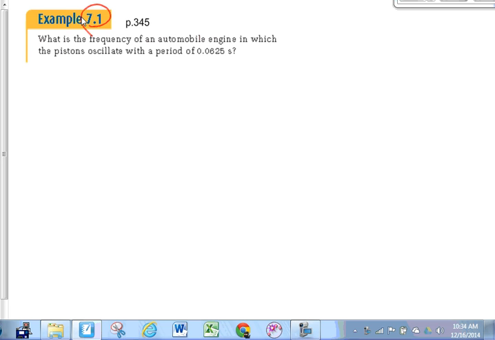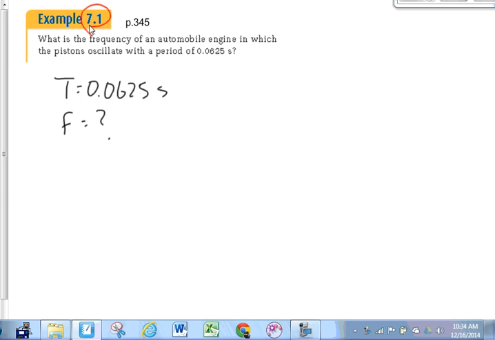It's motion that repeats itself, and if you looked closer at it, it would be motion in which the force that pushes it back to its natural position is proportional to the displacement. In other words, how far away from the natural position those pistons are. The period here is 0.0625 seconds. We want to find the frequency.